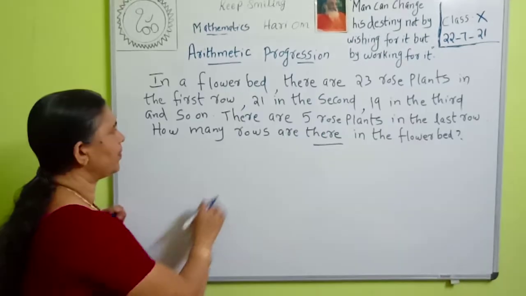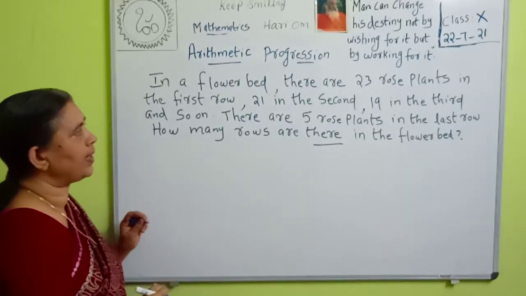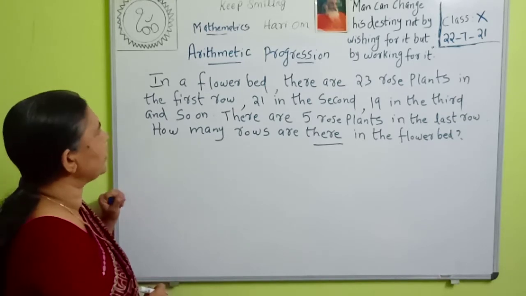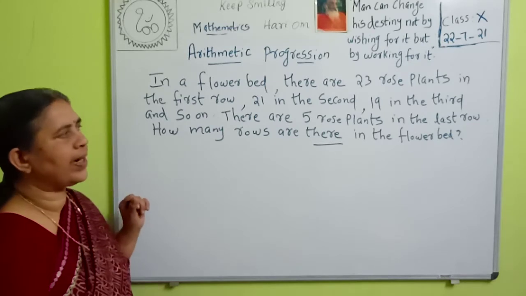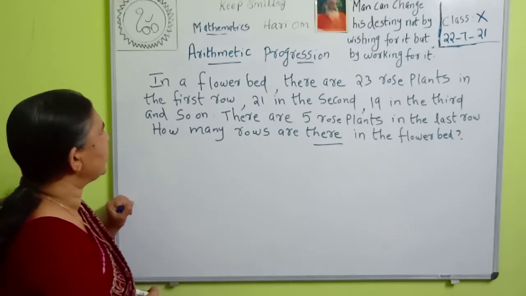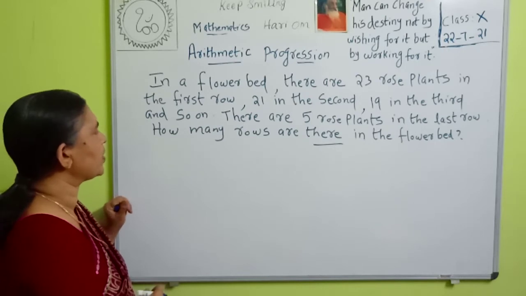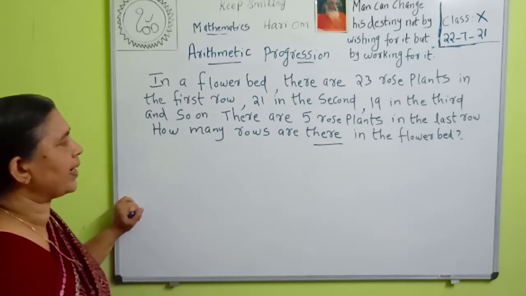Next question. In a flower bed, there are 23 rose plants in the first row, 21 in the second, 19 in the third, and so on. There are 5 rose plants in the last row. How many rows are there in the flower bed?